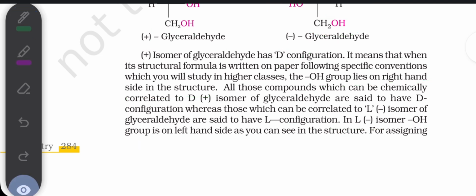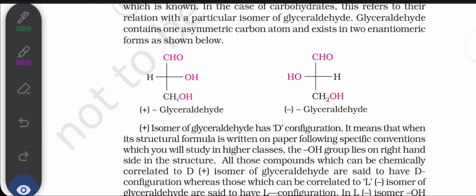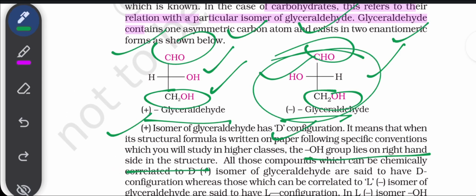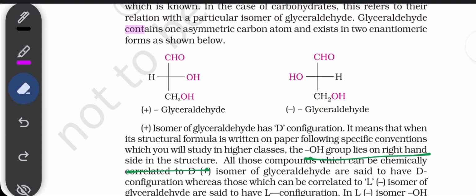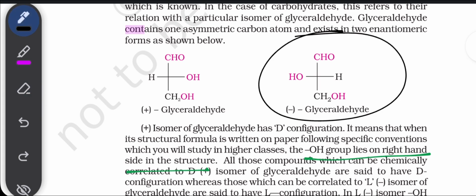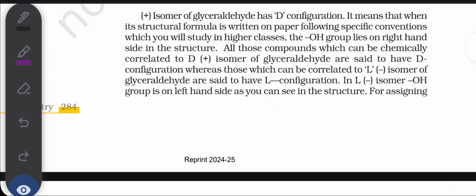So this is the L form, and OH is on the left side. That's the only thing, like here it was written.